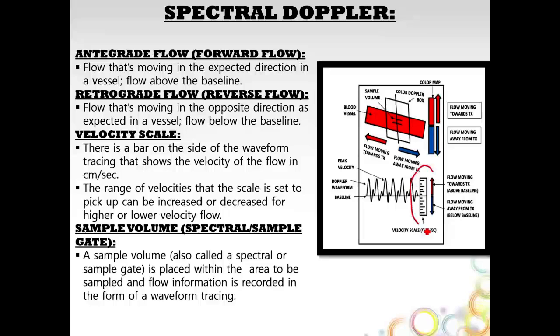Velocity scale. So there's going to be a scale on the side of our waveform tracing, and this is going to show us the flow, how fast it's going in centimeters a second. And this range of velocities that the scale is set to pick up can be increased or decreased. So you can have for higher or lower velocity flow volumes. We have our sample volume. This is also called our spectral gate. This is the little tiny area where the flow signal is measured within.